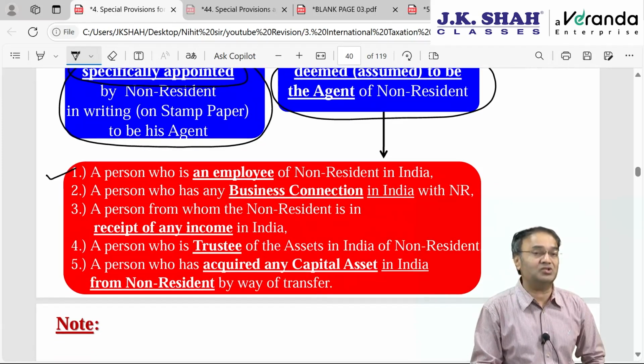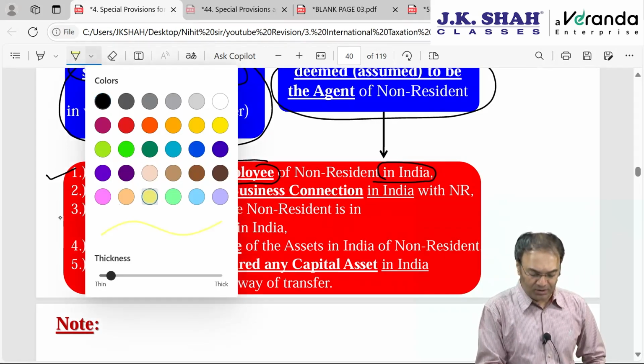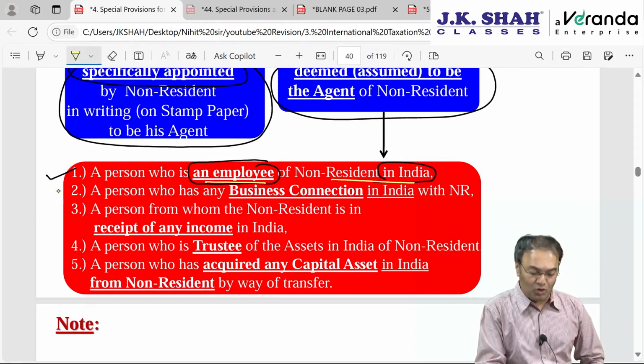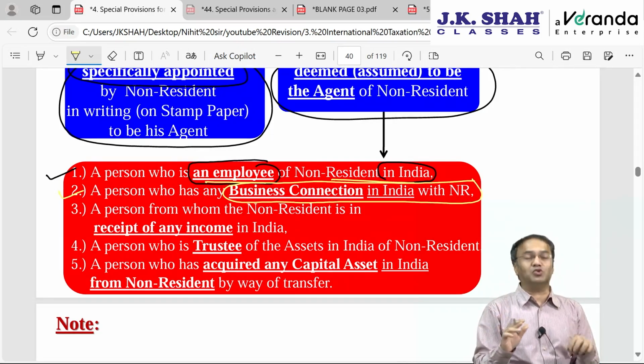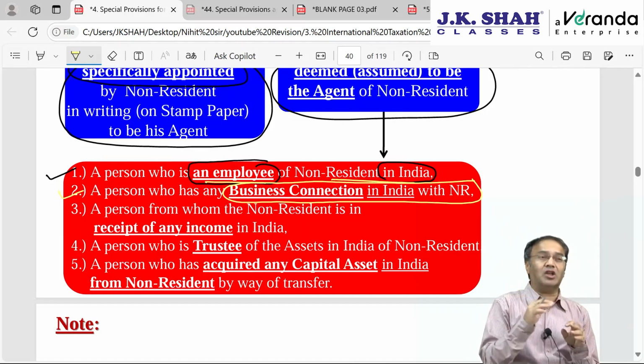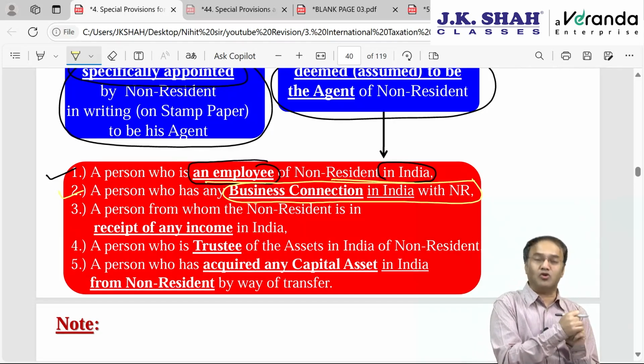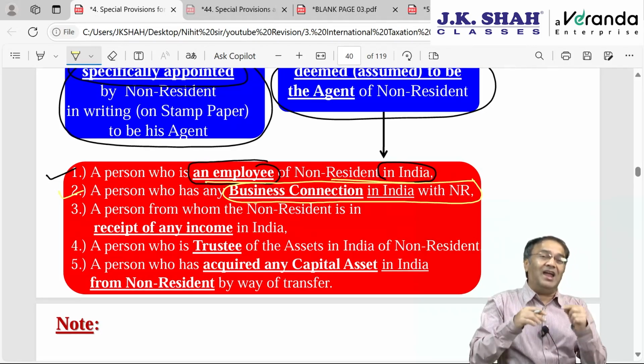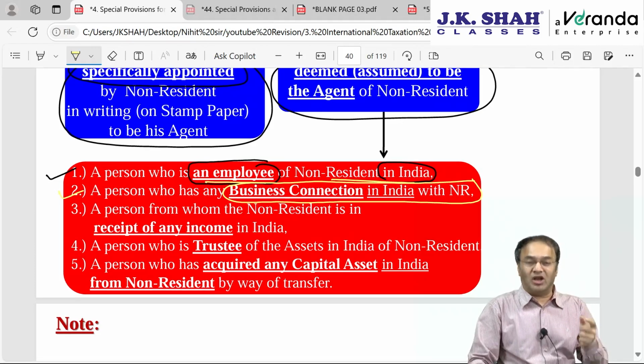Number 1, a person who is an employee of the non-resident, but employee where? In India. An employee in India, or a person with whom the non-resident has any business connection in India. Supposing some non-resident comes to India for a few days and contacts me that he wants to invest some 100 crore rupees. So I said, yes, don't worry, I will take care of everything, I am very good in that. So I entered into some joint venture contract with that non-resident.